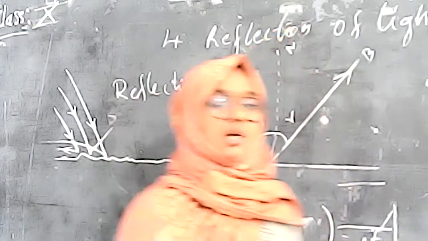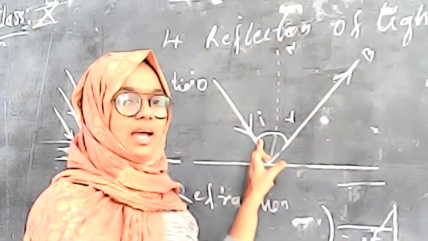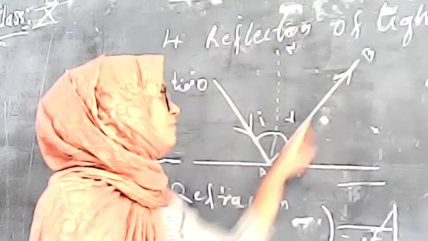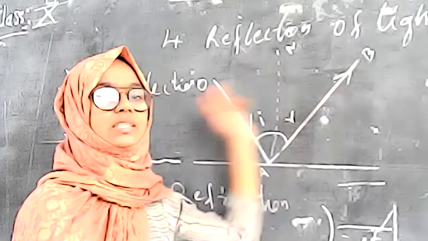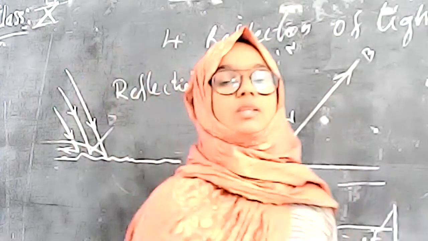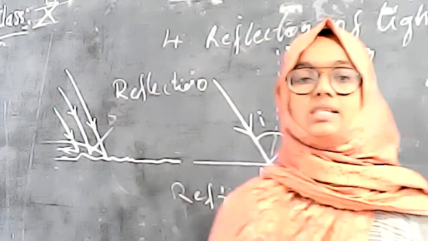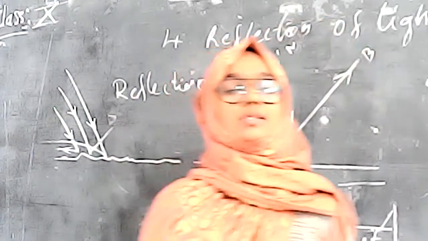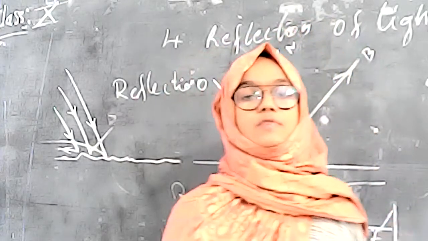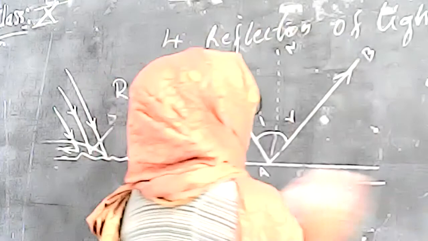That is, when a ray is incident on a smooth surface, the incident angle and the reflected angle are equal, and the incident ray, the reflected ray and the normal of the surface are in the same plane. This is only in the case of a smooth surface. So this is the law of reflection. I think all of you understand what reflection is, what regular reflection is, what irregular reflection is, and what the law of reflection is. Now we discuss another topic.